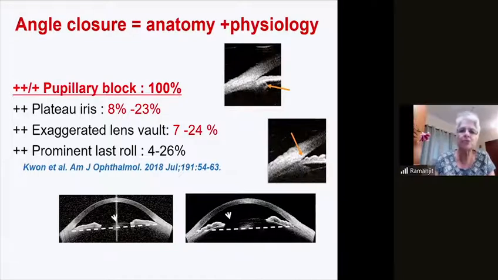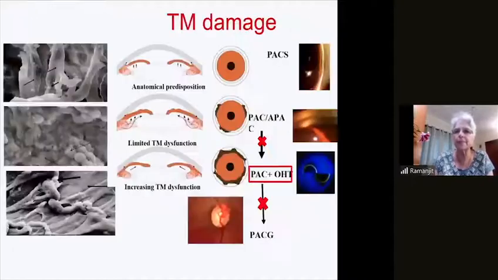In about 8 to 23%, and this is pretty much the same for plateau iris, exaggerated lens vault, and a prominent last roll. So please always remember that you may have a plateau iris, you may have a lens vault, but they also have an additional pupillary block element. And this iridotrabecular contact is what ends up causing damage.